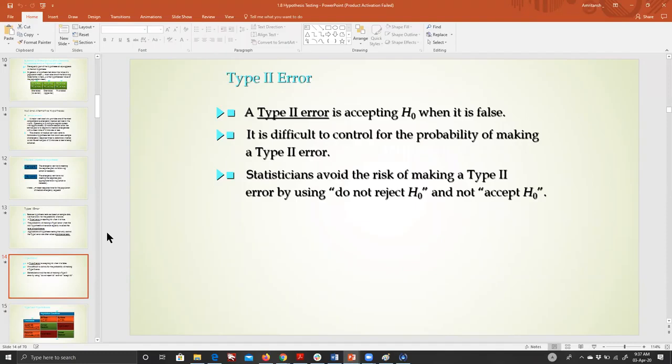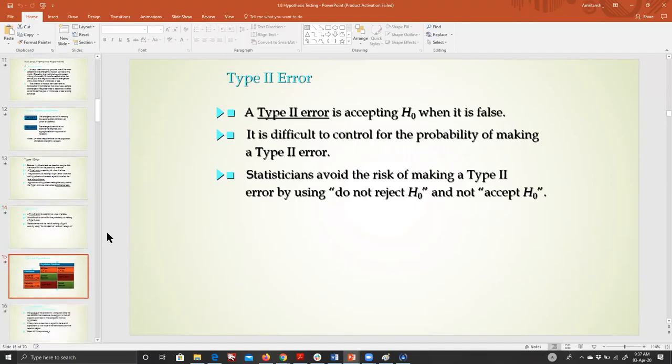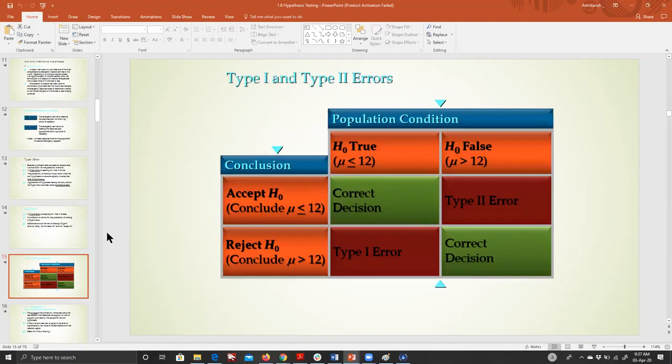So there are type 1 and type 2 errors, and let me just show you in this grid. Hopefully this makes more sense. With the given problem, the population condition is the true condition and the conclusion is your conclusion. Now remember, if H naught, the null hypothesis, is true, and you also accept H naught, you conclude that mu is less than or equal to 12, then it's a correct decision. That's what you want. But let's say H naught is true, but you reject H naught based on your test. That is called a type 1 error.